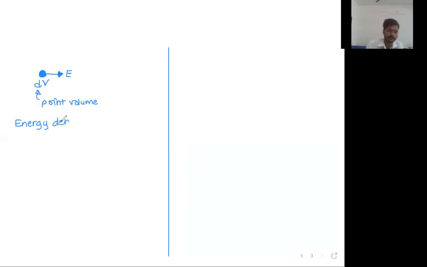Energy density of electric field at a given point. How to find out energy density? Generally the symbol for energy density, energy per unit volume, is U. Here let me write energy upon volume, and the answer for it is 1/2 epsilon 0 E square.